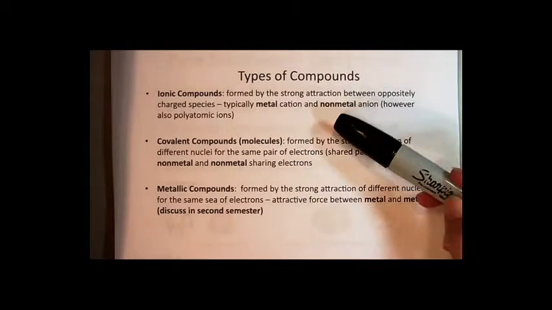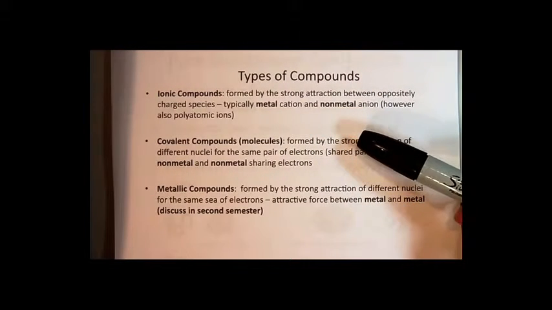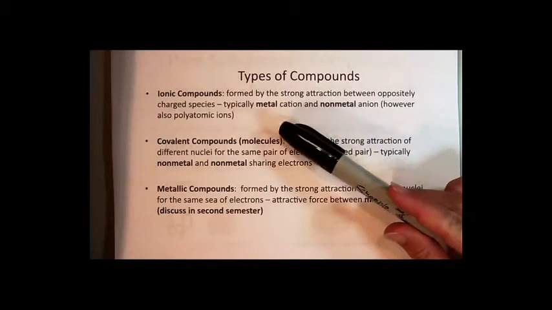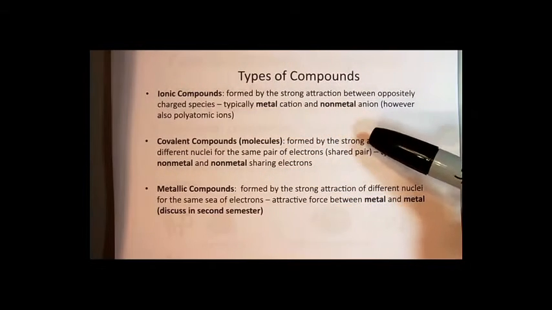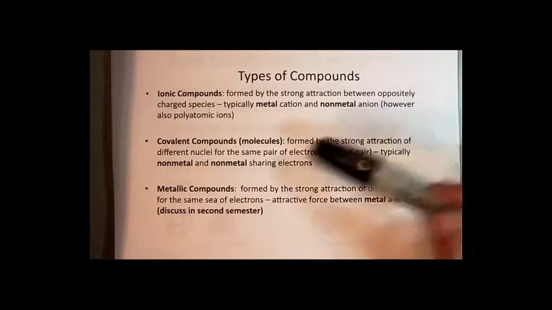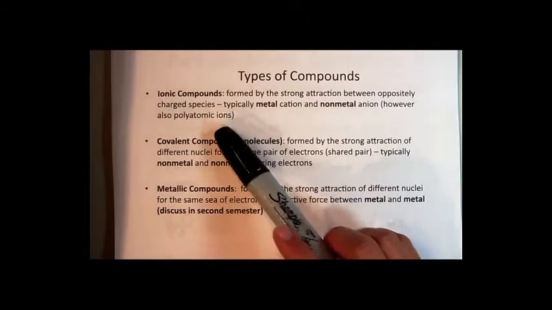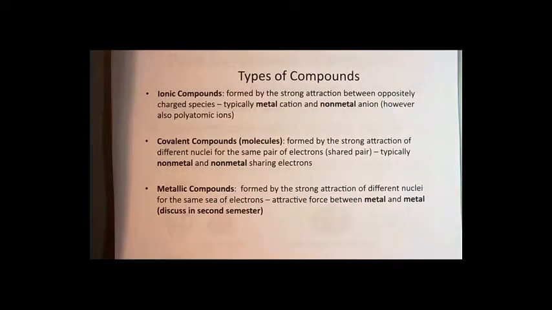Ionic compounds are formed by the strong attraction between oppositely charged species, typically a metal cation and a non-metal anion. There are also some polyatomic ions that you'll have to come to recognize. You have to have a periodic table handy when you're describing the type of compound that you have. Just look: is the element that's listed first a metal? Is the element that's listed second a non-metal? That's going to tell you it's an ionic compound. You use the periodic table as a guide to determine if it's a metal or a non-metal.